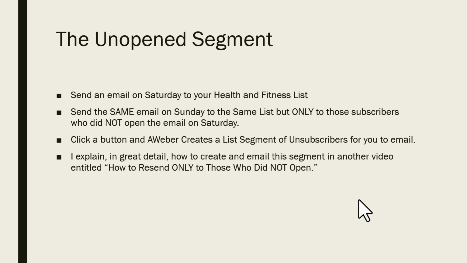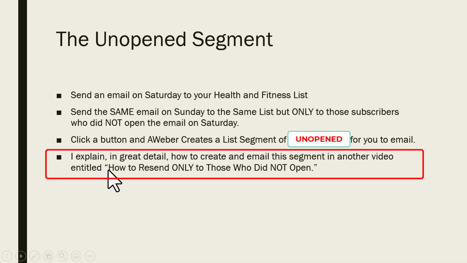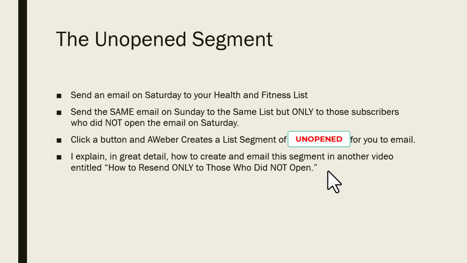Okay? Now, the unopened segment, I'm just going to go over this quickly, but if you look at the very bottom, the very last bullet, how to resend only to those who did not open, that's another video that I created. And when you create that segment, and I give you the example at the top, you send out an email to 1,000 people on your list on Saturday, only 300 people open. You want to send the same email to the same list, but only to the 700 people who didn't open it. And when you click a button, Aweber creates a list segment for you to email. So that's just another example of the power of segmentation.